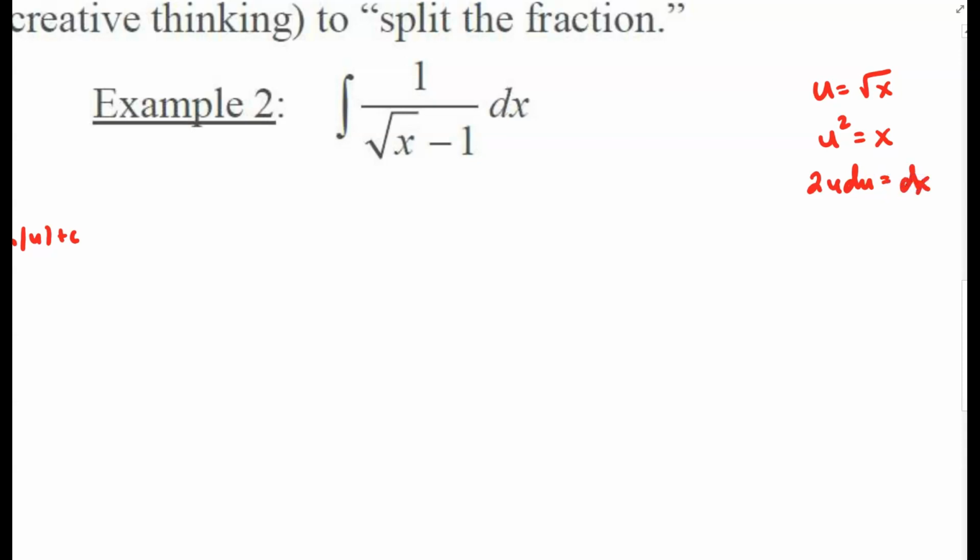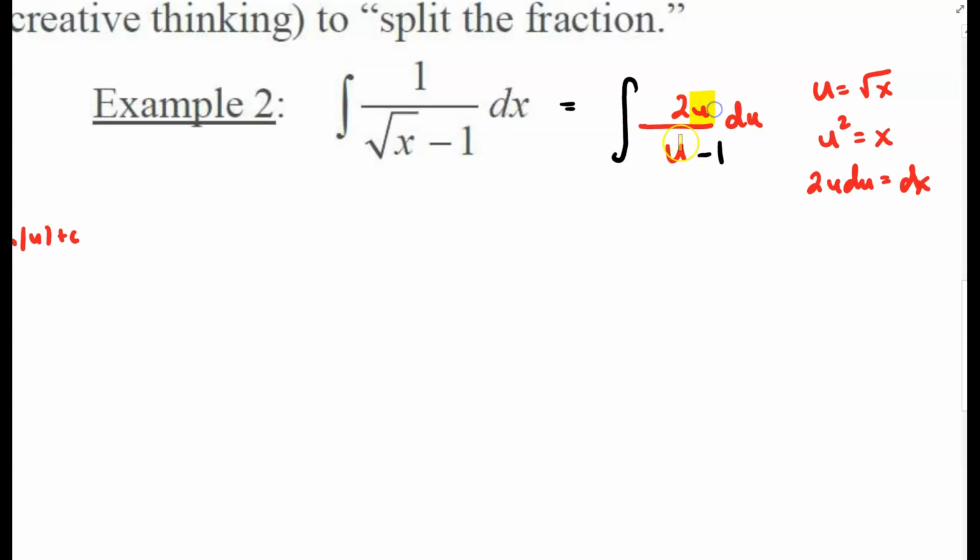And I'm just going to go ahead and make some substitutions here. So this is equal to the integral of, I have, instead of dx, I have 2u du. So you can see this here. So 2u du over, in the denominator, I have u instead of square root of x, and then minus 1. Okay, so now this is an integratable form where I can go ahead and do long division in order to be able to integrate this.